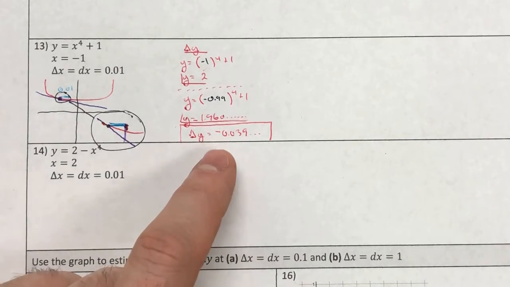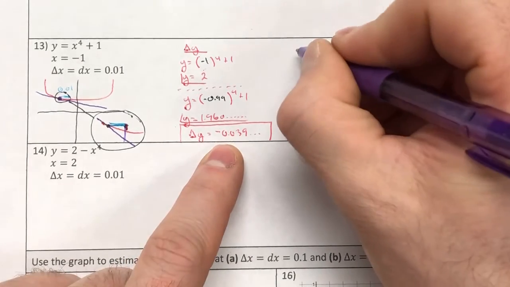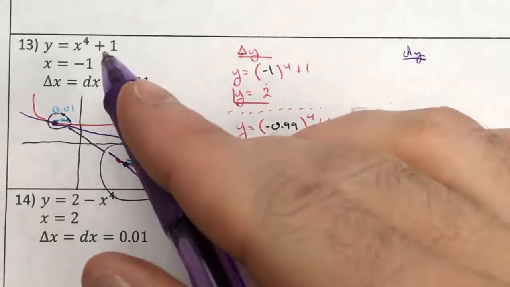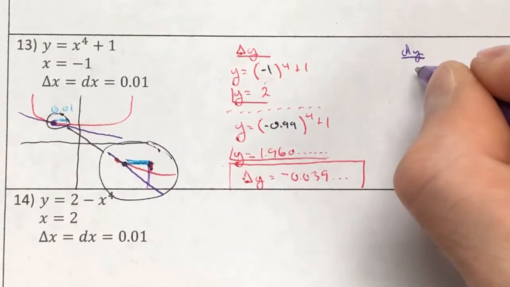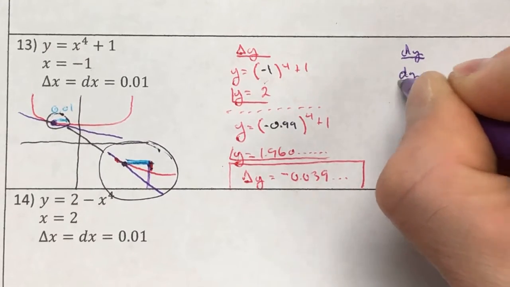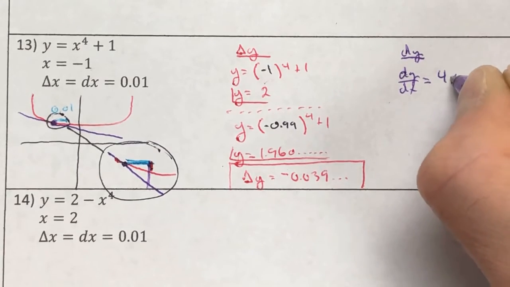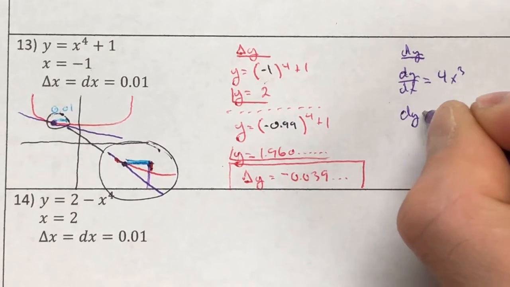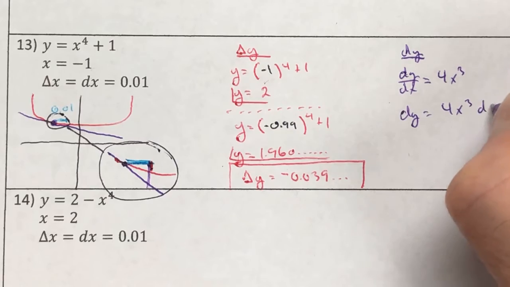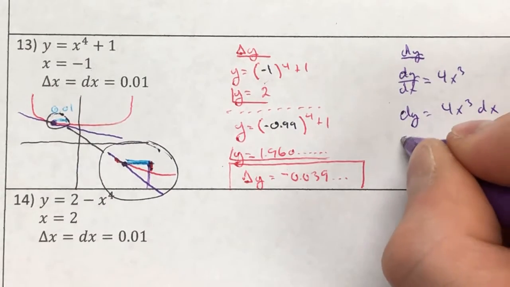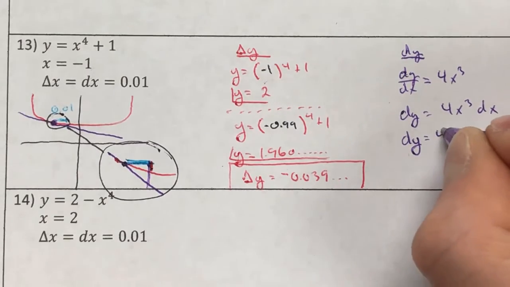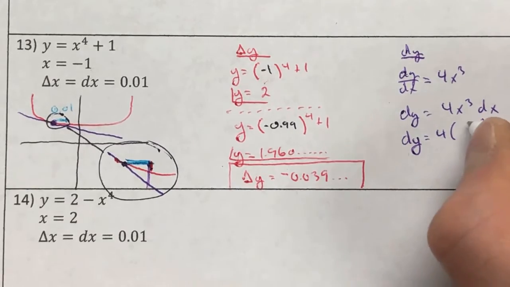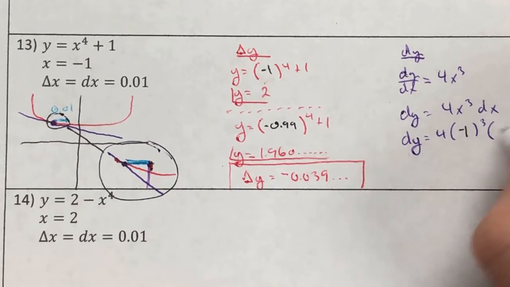Now that I find the actual drop in y, it didn't drop by very much, let's go ahead and find the differential of y, which means that I'm going to need to take my equation, y equals x to the 4th plus 1, and find the derivative. So dy over dx is equal to 4x cubed. The plus 1 disappears. If I rewrite this in Leibniz notation, I get dy is equal to 4x cubed dx. Go ahead and plug in my values. So the differential of y is equal to 4 times my actual x, which is negative 1, times the differential of x, which is 0.01.